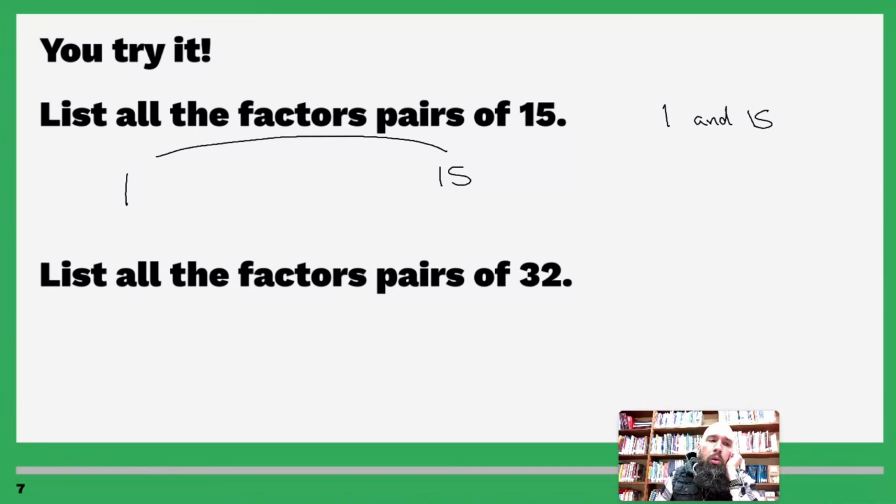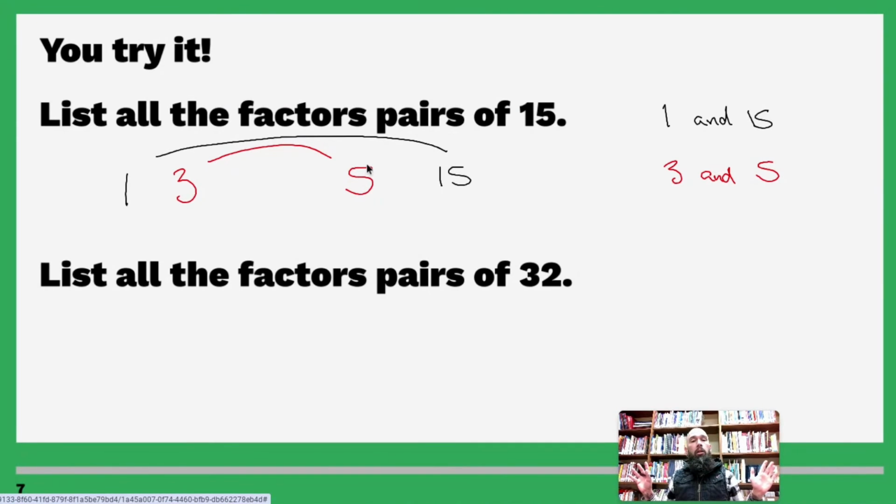Can you do 2? No. Can you do 3? Yes. 3 and 5 are a factor pair because 3 times 5 is 15, so 3 and 5. Can we do 4? No, but after 4 we hit 5, which means we're done. Once you get to this other number, you can call it a day.